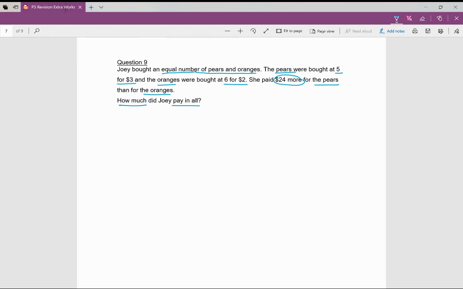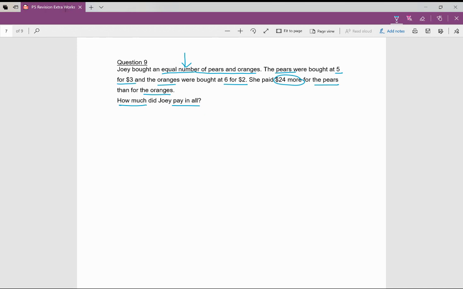So I told you before in concept 4, you can either buy an equal number of things or an equal amount of money spent on things. So in this case, it's an equal number of pears and oranges. That means to say, if I buy 100 pears, I need to buy 100 oranges. Okay? I've also answered this before. Can I buy one pear, one orange? Cannot, because they are sold in groups of five and sold in groups of six. Okay, so what do we do with this question?